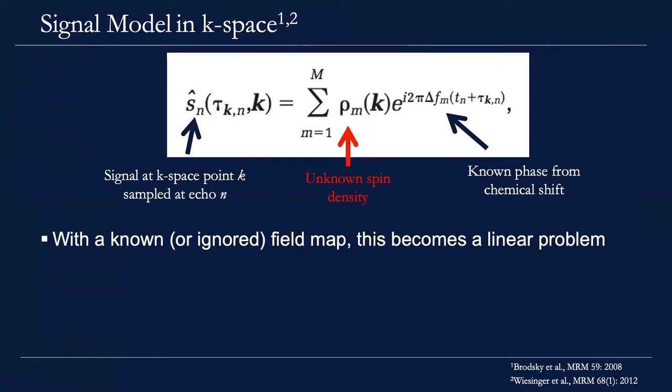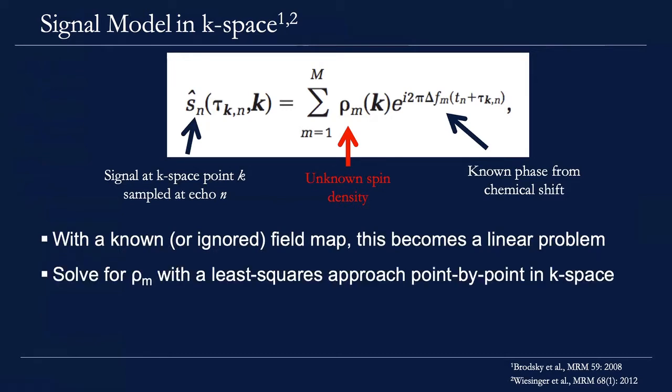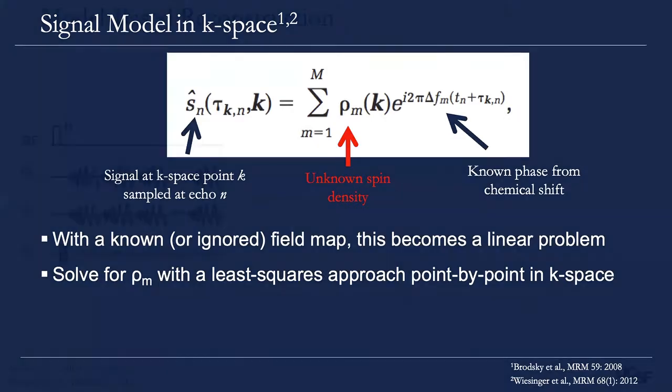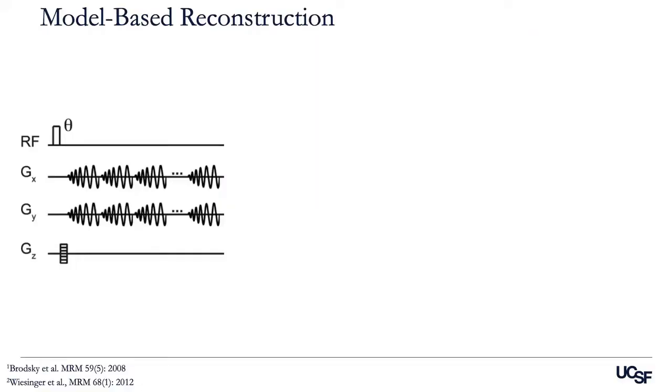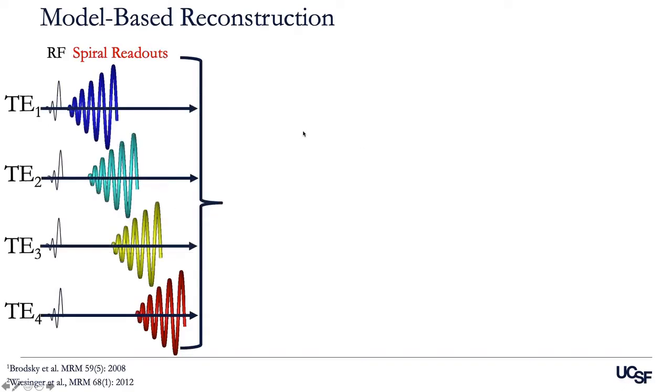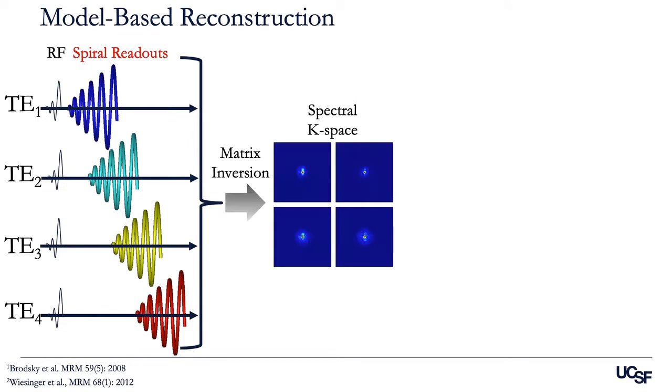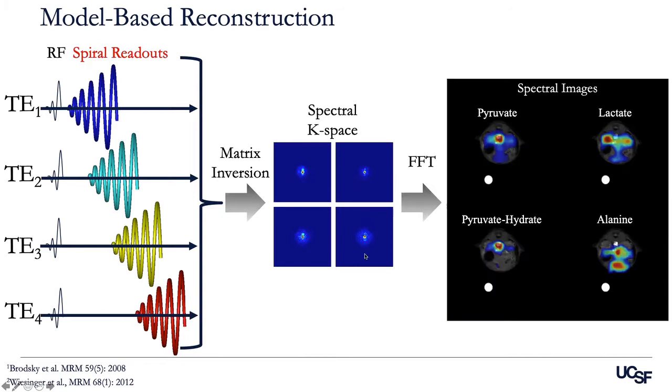And then with the known or ignored field map, it's a linear problem that you can then solve with a least squares approach. So you acquire the data in the same way you do for EPSI or spiral CSI, either with a multi-echo approach or just these readouts shifted in time. But the idea is you can do a simple matrix inversion to get k-space for each frequency, and then just do an FT to get the images that you want. But the big benefit here is that you can use extra information like field maps perhaps, but also just shorten your scan time. There are some citations here if you want to read up further on this.